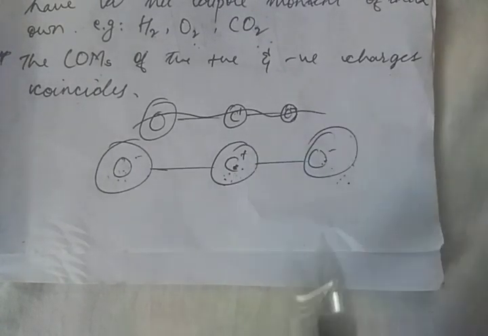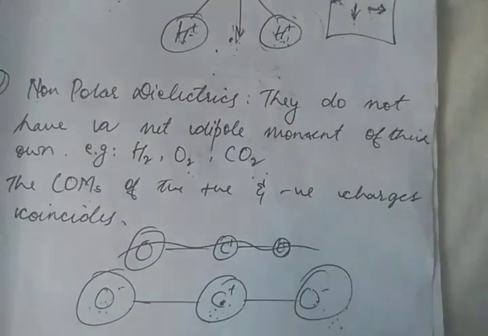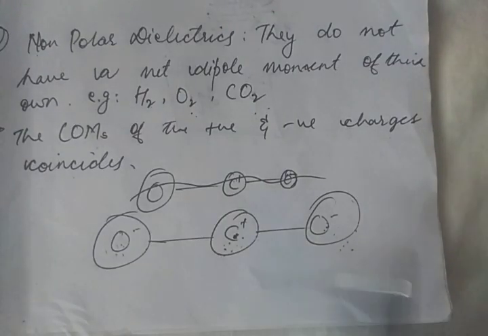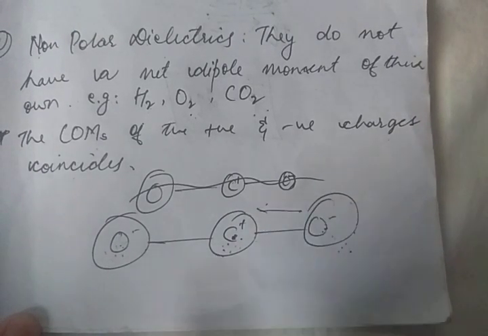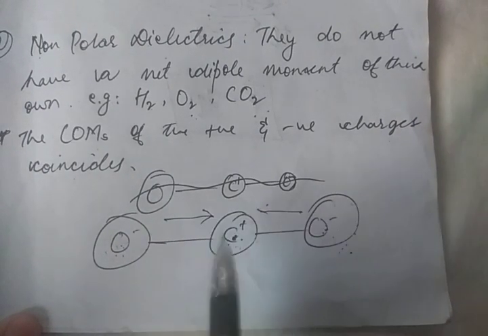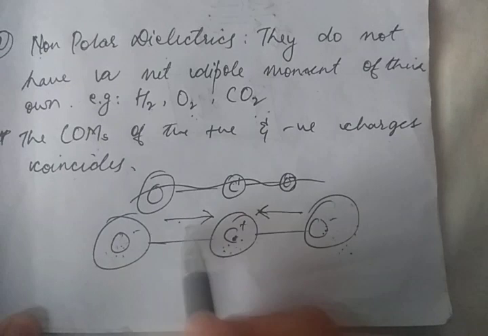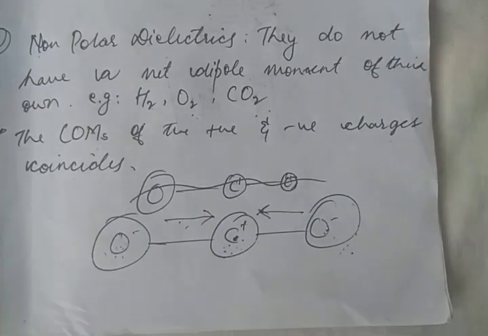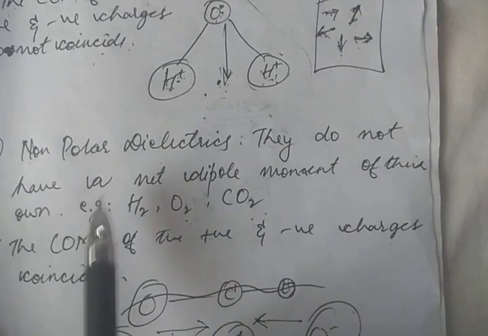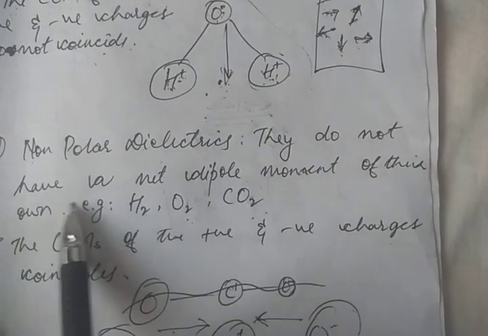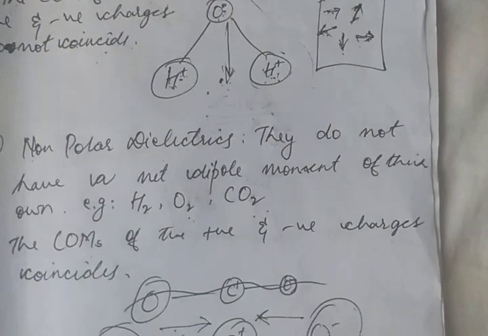So the centers of mass of the negative and the positive charges will be the same. Therefore you do not have a net dipole moment. Or you can say you have one dipole moment aligned this way, and another dipole moment this way. Since these are equal and opposite, they cancel each other out. So non-polar dielectrics do not have a net dipole moment of their own, remember that. This is what you need to remember about polar and non-polar dielectrics.